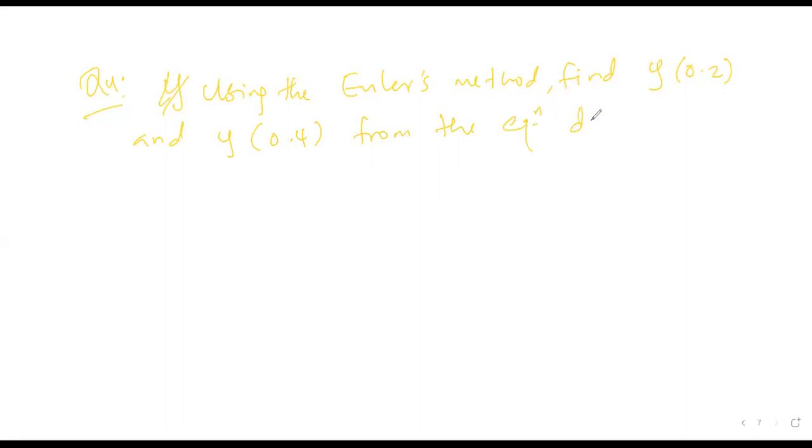The question, let's say: using Euler's method, find y of 0.2, and sometimes they may give the question like this, y of 0.4, from the equation dy over dx is equal to x plus y, where the initial condition y naught is equal to 1, with step size h equal to 0.2. So you may know this is 0.2, 0.4.